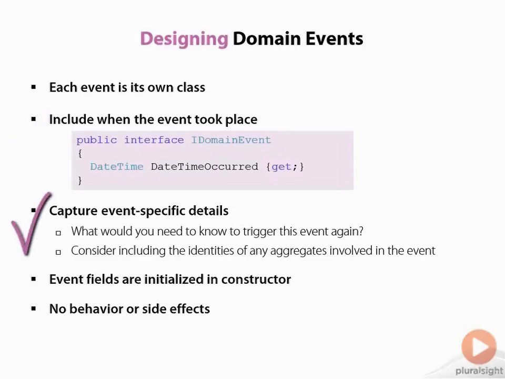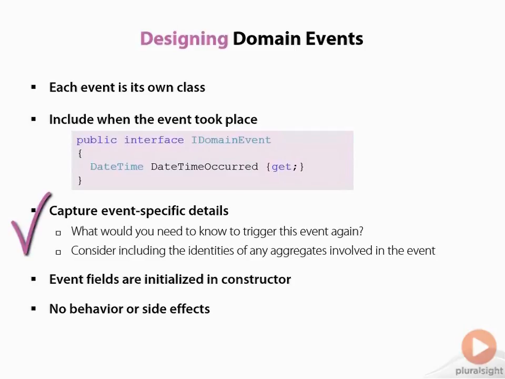Also, when you're designing your event, you need to think about the event-specific details you want to capture. If it's related to an entity, you might want to include the current state of the entity in the event's definition. Think about what information you would need to trigger the event again. This can provide you with the set of information that is important to this event. Similarly, you may need to know the identities of any aggregates involved in the event, even if you don't include the entire aggregate itself. This will allow event handlers to pull the information back from the system that they might require when they're handling the event.